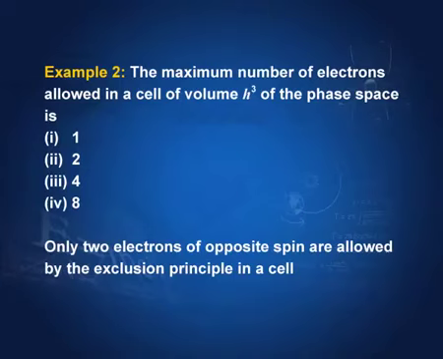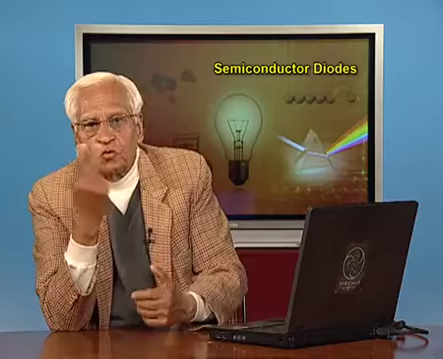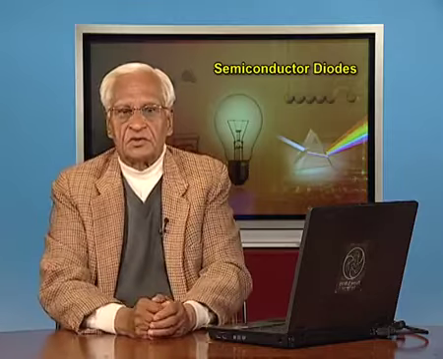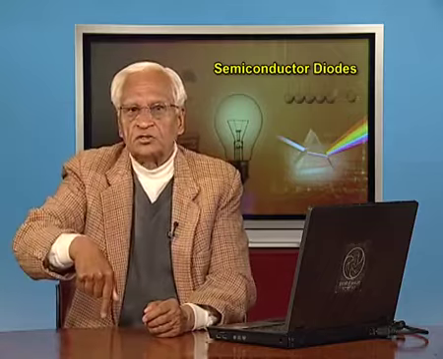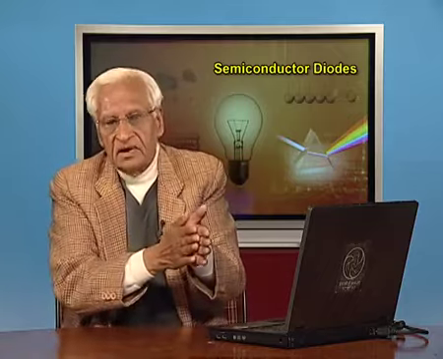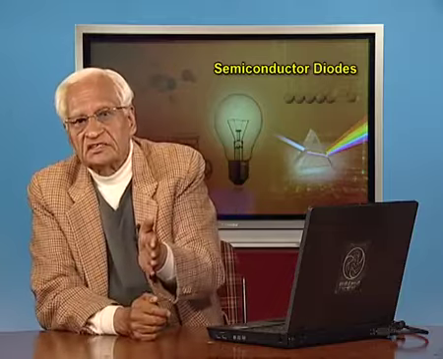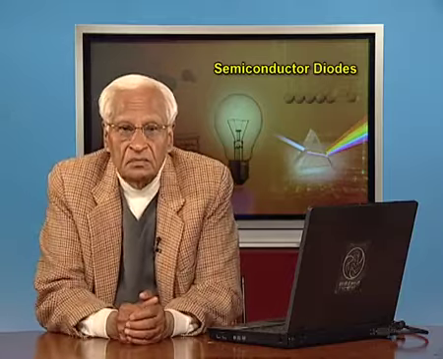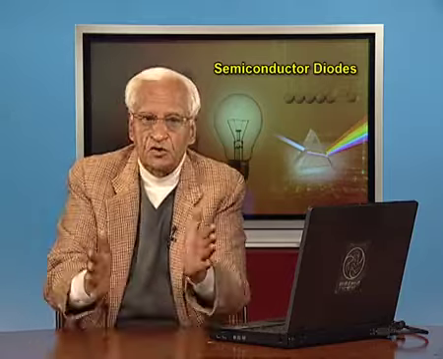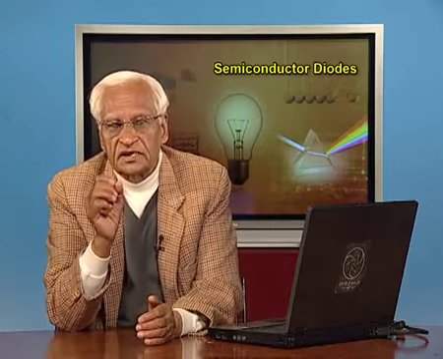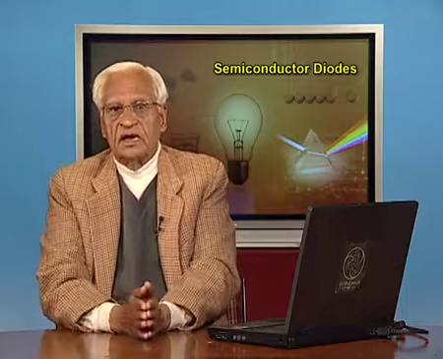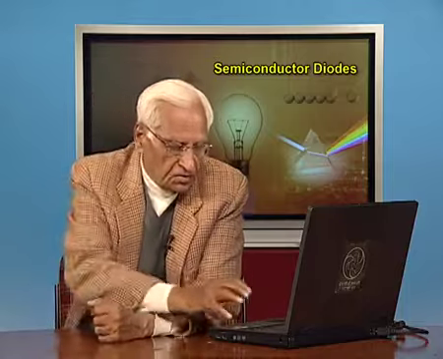So, the maximum number of electrons allowed in a cell of volume h cubed in phase space is 2, because not more than 2 electrons can exist. If a third one were there, it would have either up spin or down spin, which means that it is identical to one of the existing electrons, which is not possible by the exclusion principle. The exclusion principle says that no 2 electrons can have identical quantum states.